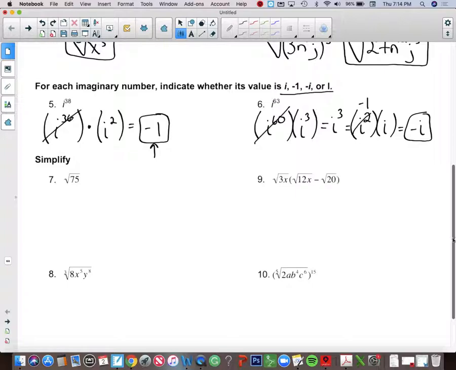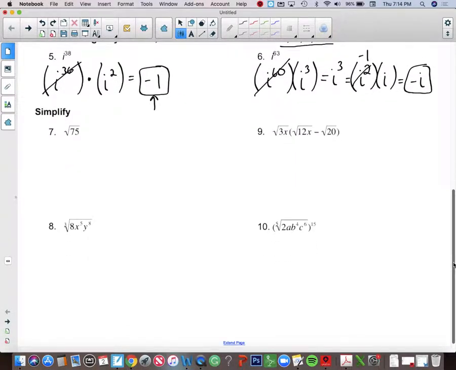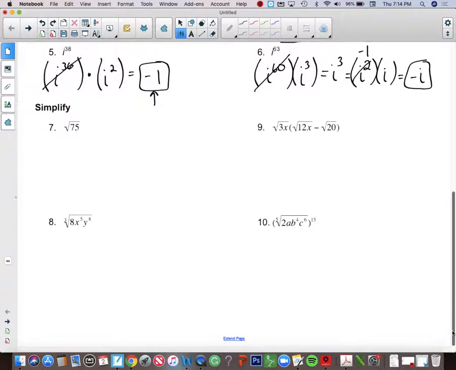Okay, and now we got some radicals down below. So number 7, we want to simplify square root of 75. If we don't have a perfect square, we have to factor tree it. So it'll be 5 and 15, and 15 breaks down into 5 and 3. Since it's a square root, we're looking for 2 of a number. So we have two 5s, which would give us a 5 in front. So it would be 5 square root of 3. That's what that would simplify down to.